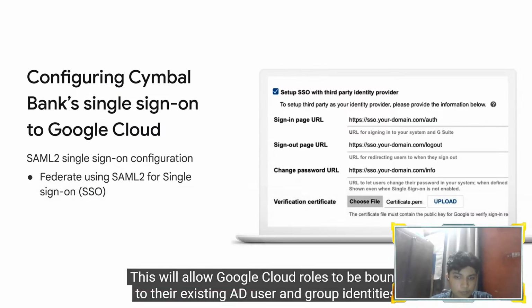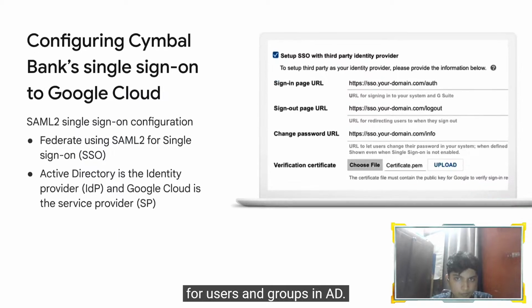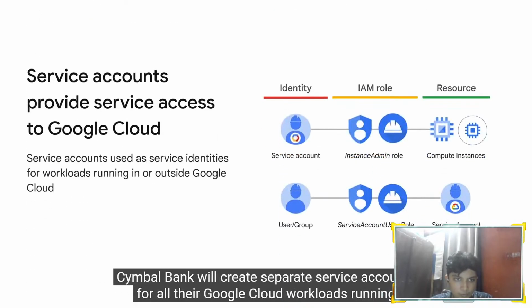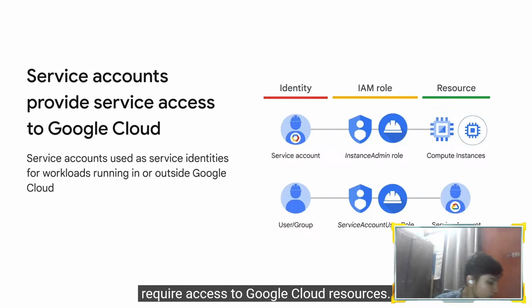This will allow Google Cloud roles to be bound to their existing Active Directory user and group identities, and they can continue to manage the users, groups, and group membership, as well as authentication for users and groups in Active Directory. Symbol Bank will create separate service accounts for all their Google Cloud workloads running in Compute Engine VMs and GKE containers, as well as for any on-premises workloads that require access to Google Cloud resources.